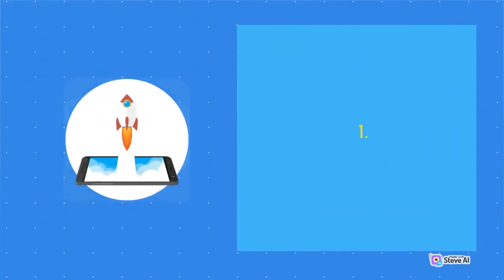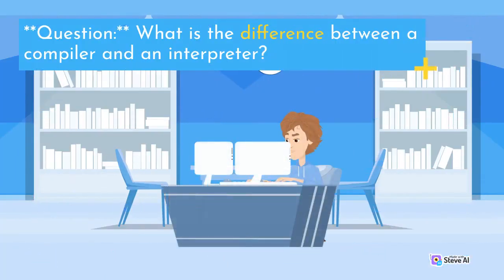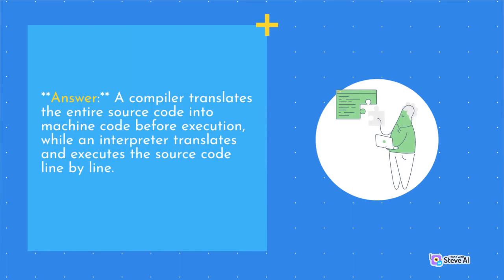1. Question: What is the difference between a compiler and an interpreter? Answer: A compiler translates the entire source code into machine code before execution, while an interpreter translates and executes the source code line by line.